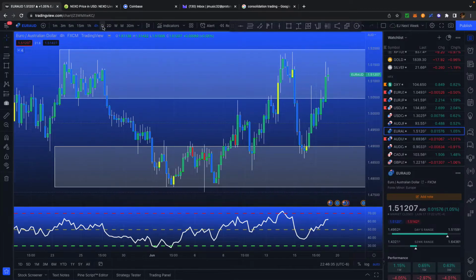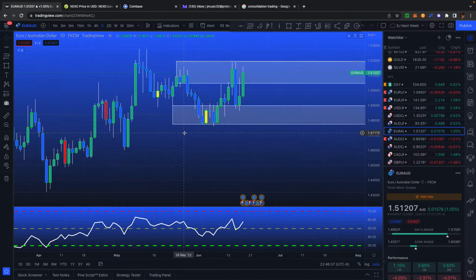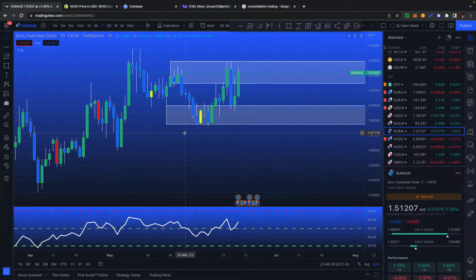If I go to the daily, you'll see it. Look at that. The market didn't really move. That's consolidation on the daily. You can see it very, very clearly. Here was the big move. Here was the bottom. Back up to this top. Market hasn't really moved.